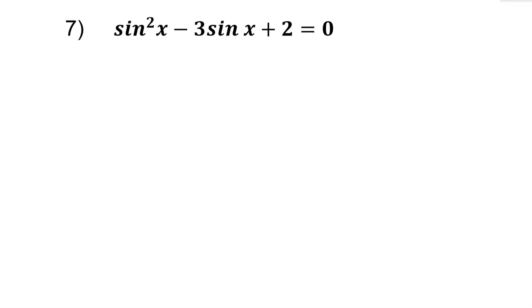Looking at problem number 7, as soon as I see that we have a squared term and a non-squared term, I'm thinking this will probably factor as a binomial times a binomial. All right, a two-piece times a two-piece. I always start with the first term, so sine squared x. That can be only factored as sine x times sine x. Skip the middle term for now.